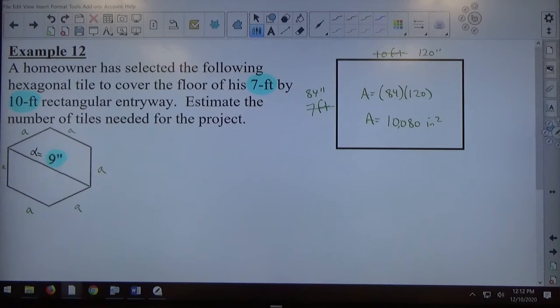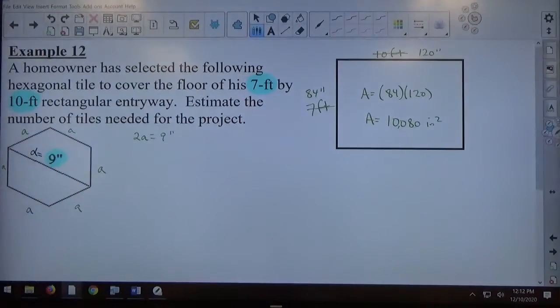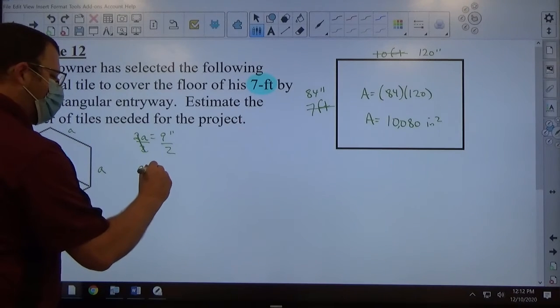I'm going to say regular hexagon, and all the sides are the same. And the diagonal, the corner to corner they gave me here of 9 inches, I know that 2A is equal to 9 inches. Because again, it's diagonal, from corner to corner. If it was flat to flat, it'd be 1.732A is equal to 9 inches. So depending on what measurement you got, you'd be able to find out the length of the side. Divide both sides by 2, so A is equal to 4.5 inches.